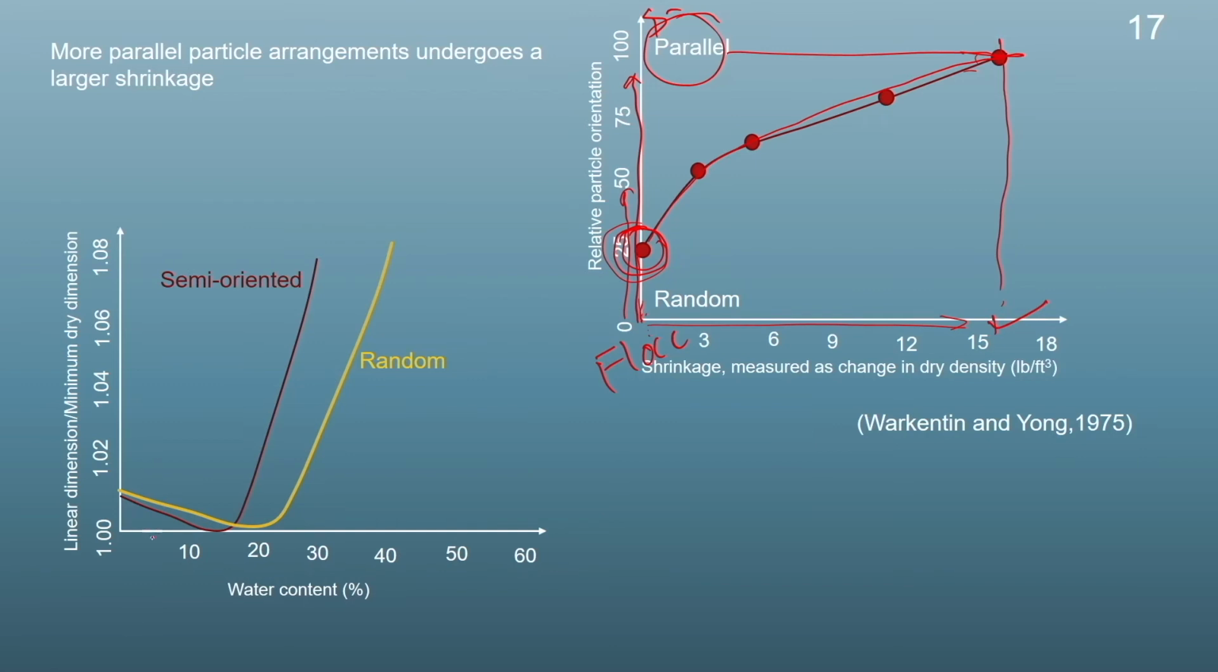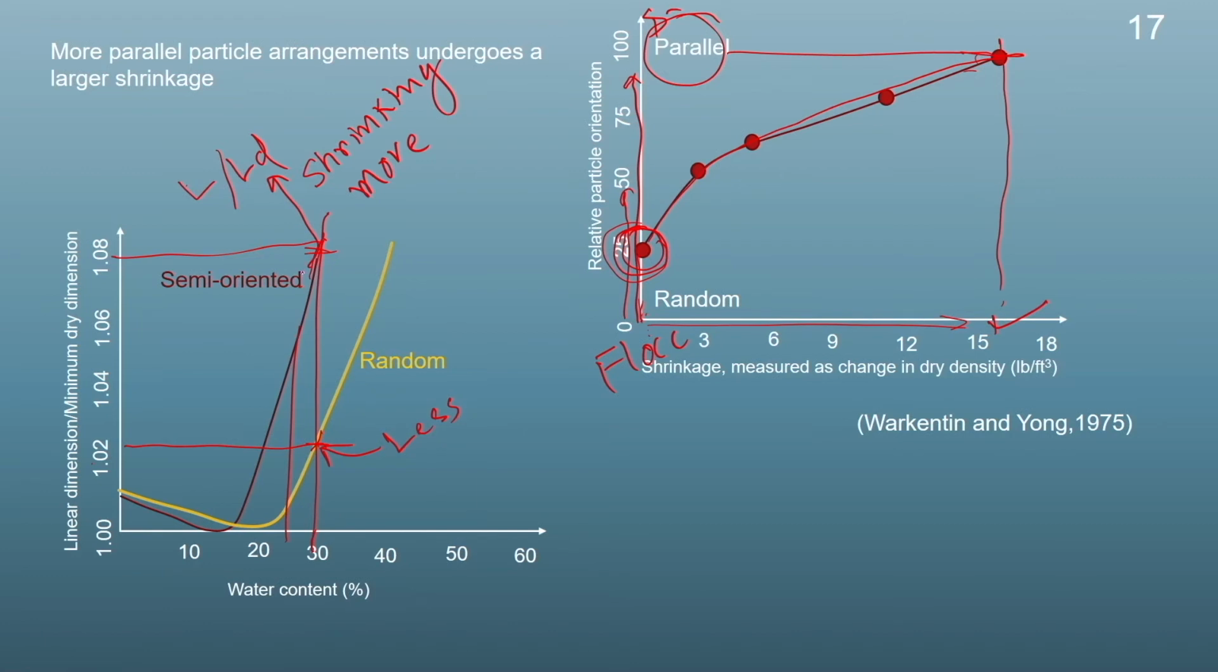Here we can see a plot between the water content and the ratio between the linear dimension and minimum dry dimension. If we draw a line for any particular water content, we can see that the soil with a random structure, and random means more flocculated structure, will have a less amount of shrinkage in comparison to a soil with a semi-oriented structure. So, here the difference between the linear dimension and the minimum, that is L by LD. So, this soil is shrinking more in comparison to this soil. So, this soil shrinks more and this is less at the same water content. Similarly, if we draw at any other water content, we can see a soil with more semi-oriented particles will shrink more in comparison to random particles.